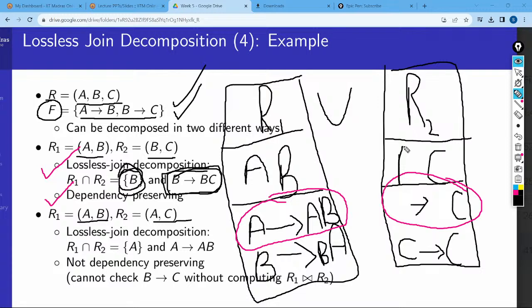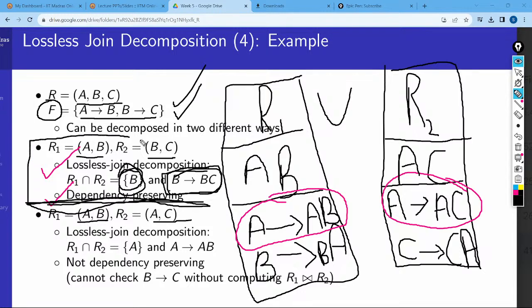So one being AC and the other being AB. A to C will exist, A to AC will exist, and C to CA will exist. Okay, I'm talking about the second part, right? The second way that we are decomposing the table. I have completed this much, and this is correct. So let me put across so that you do not get confused as to what I am saying, right?